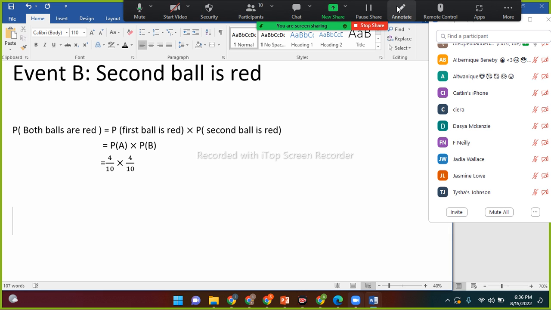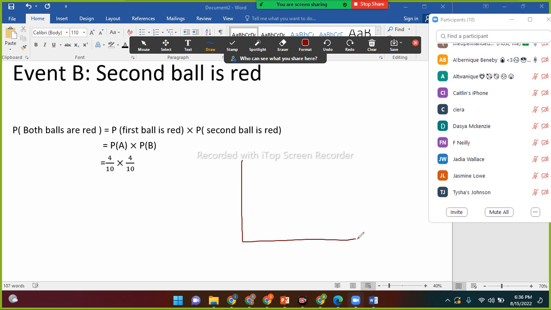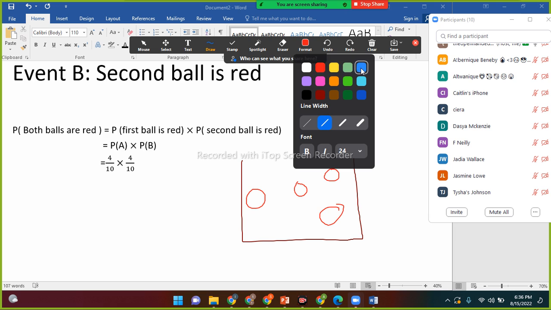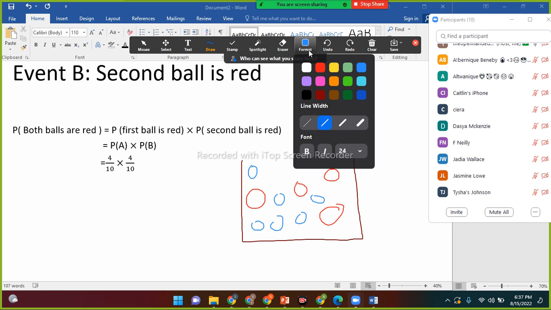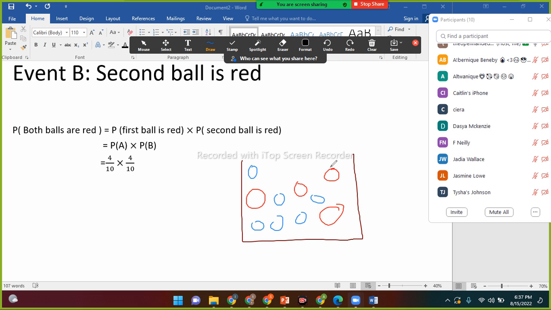So let me explain it again for good measure. It's 4 over 10 because there are 4 red balls and 4 plus 6 is 10. Look, we have 1, 2, 3, 4 red balls in there, right? And how many blue balls? 1, 2, 3, 4, 5, and 6. Remember what the experiment said. For our event, the first ball is red. So we're going to take that out. Okay, so that's our red ball out here.